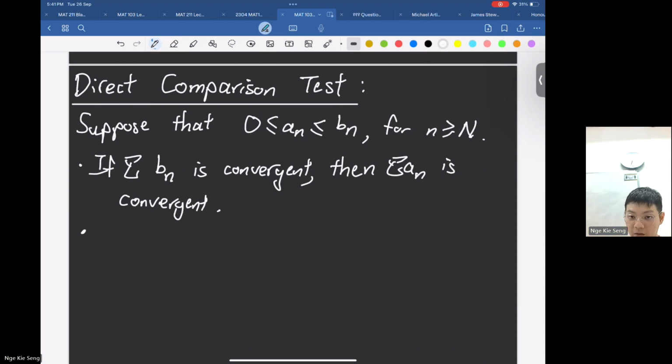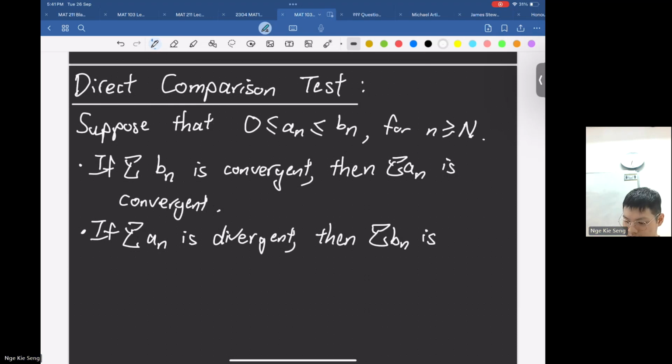Similarly, if an diverges, then the series of bn also diverges. How should you imagine this situation? This is a bit similar to the integral test, but now you only compare two series, an and bn. If the smaller one diverges, it will push bn away, so bn also diverges. But if the series of bn converges, then an is squeezed by bn, so an also converges.